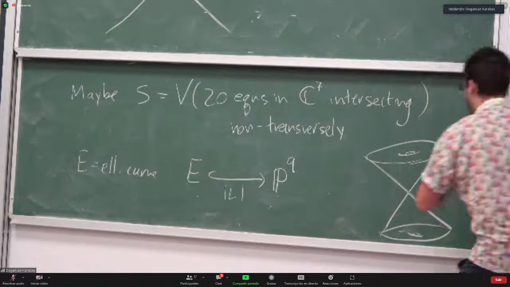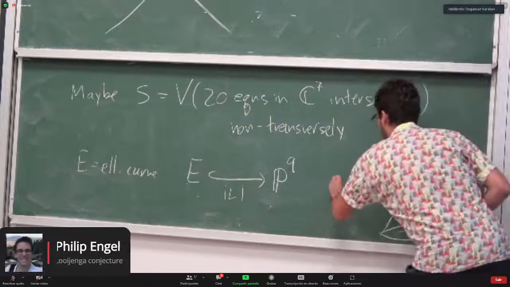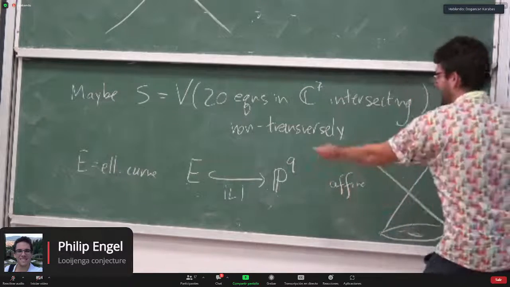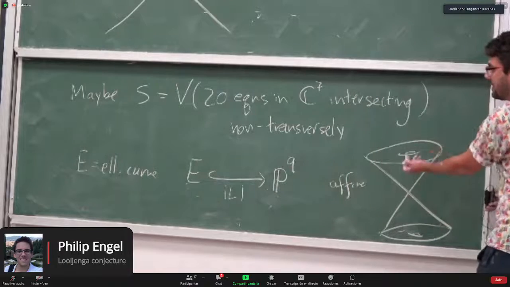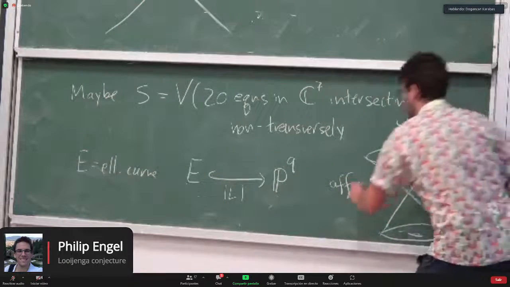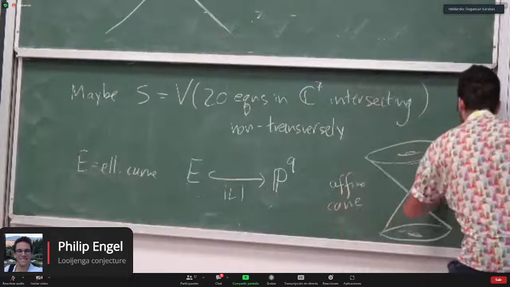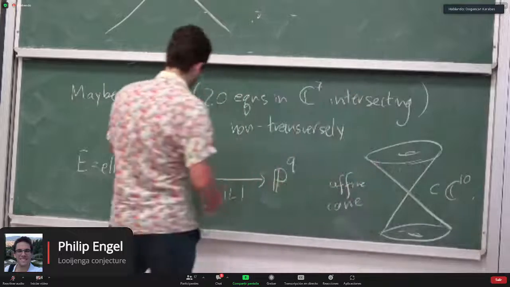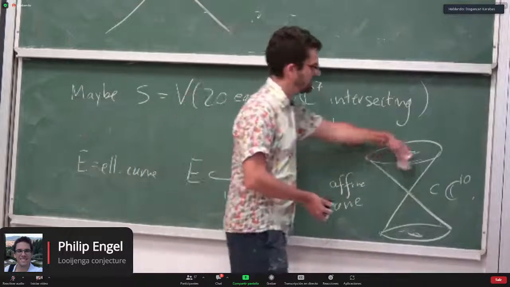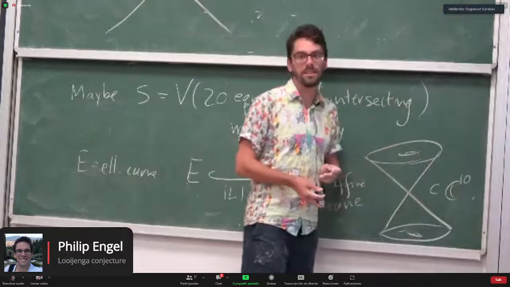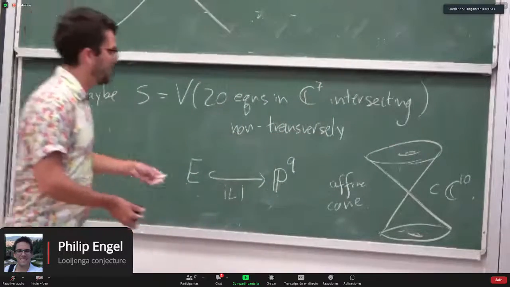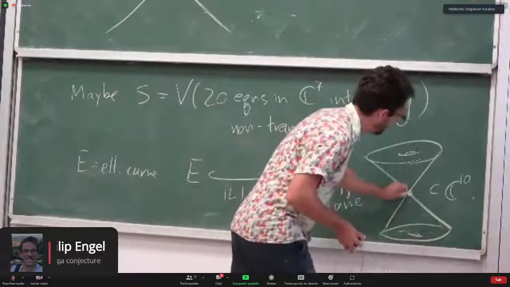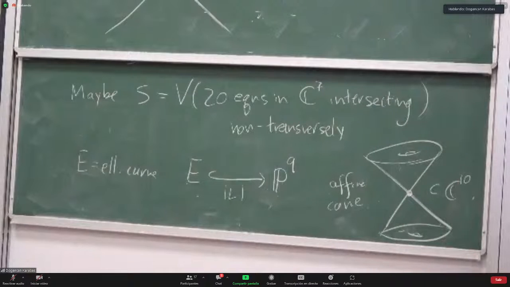So this thing is the affine cone. P9 is the set of lines in C10. We just take the union of those lines and we get this cone in C10. This would be a surface in C10 because E was a curve, and E parameterizes a family of lines. So that would give a surface. And this singularity is actually not smoothable. It's very related to the Looijenga conjecture, in fact, that example.